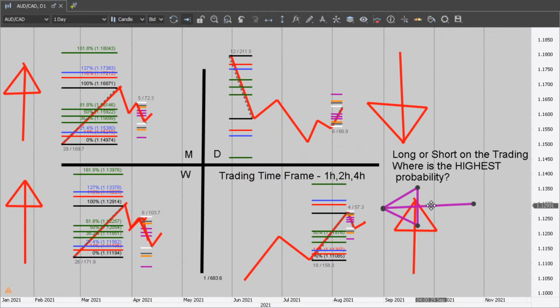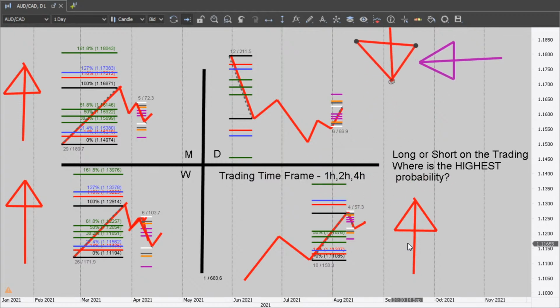Talking about AUD-CAT, the original Fibonacci on the monthly is down, the weekly Fibonacci is down, the original daily Fibonacci is down, the monthly has a confirmed C, the weekly does not, and the daily has not. How are you going to make pips and money consistently?